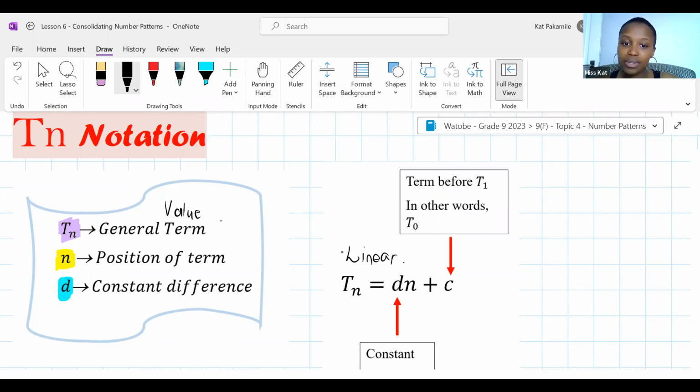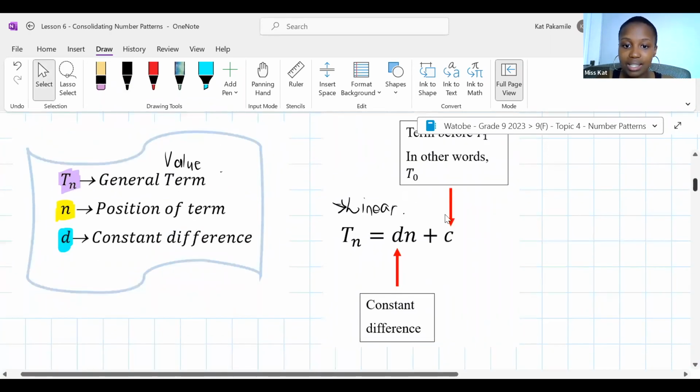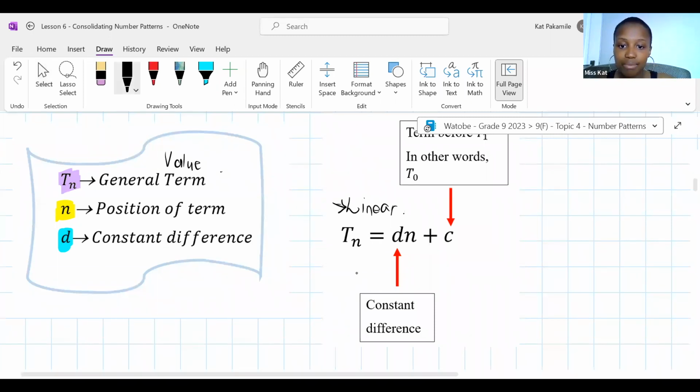Okay. So this works for linear number patterns, right? Let's talk about what all of these mean. We've already spoken about TN and what it means. TN is the general term. That is what we're trying to find, right? Our D is still the constant difference. C is the term that would be before term 1. So in other words, it is term 0. Okay. And then we said N is the position of that term.